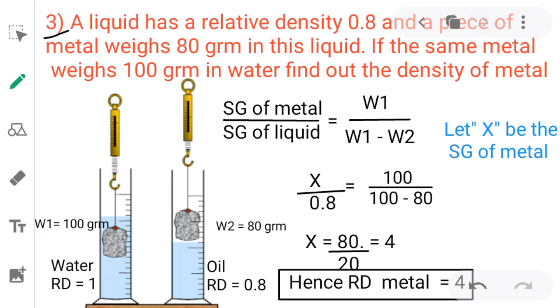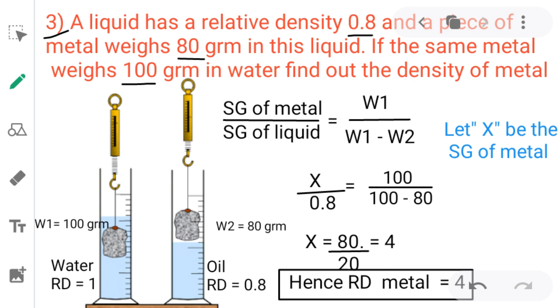The third problem: a liquid has relative density 0.8 and a piece of metal weighs 80 gram in this liquid. If the same metal weighs 100 grams in water, find out the density of the metal. We have the formula from Archimedes principle for a solid: Sg of metal divided by Sg of liquid equals W1 divided by W1 minus W2.